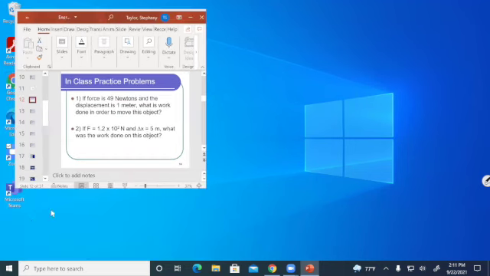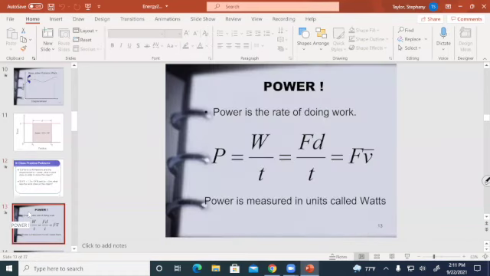Let's keep going. Our next definition is power.